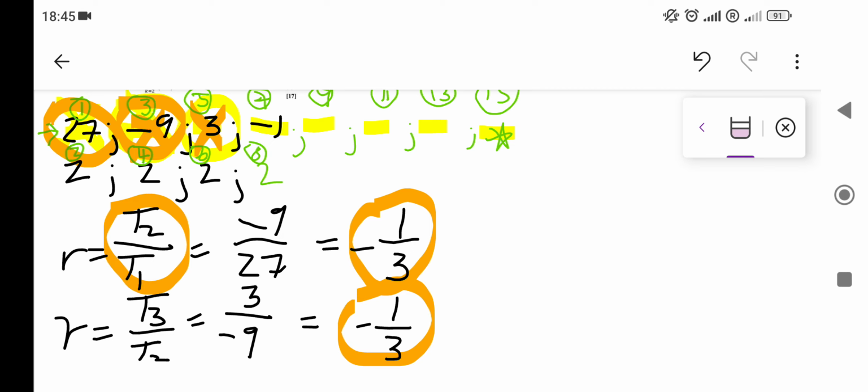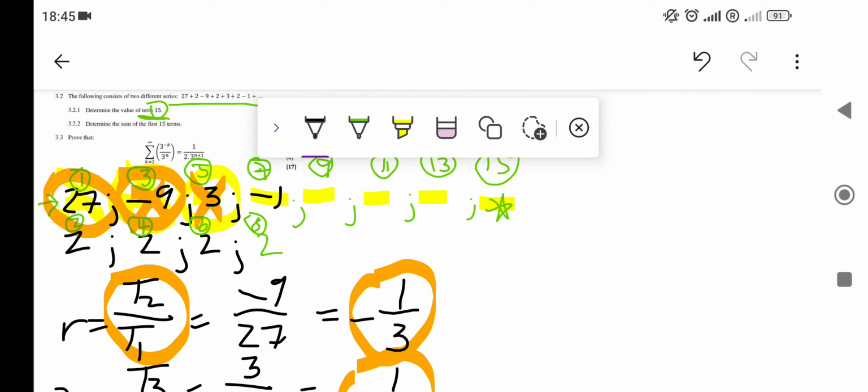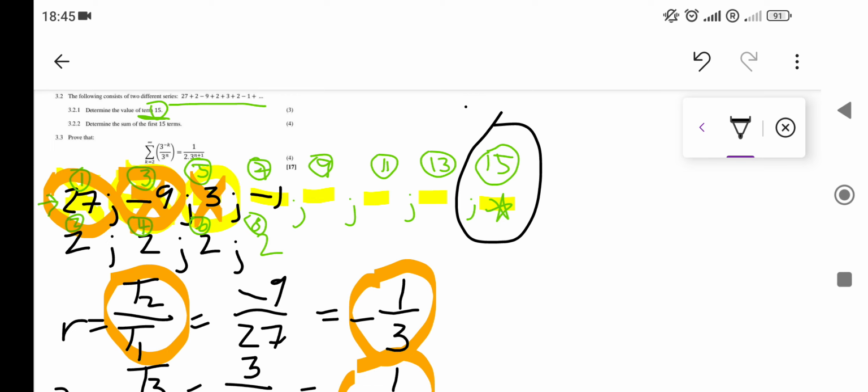So what do we want to do? We want to find the eighth, right? Because the eighth term of the geometric series corresponded to our 15th term of the original series. So let's find the general term. So we're going to find Tn of our geometric series above over there. So Tn equals, so this is another formula that will be given to us on a formula sheet, but I'm sure we know it as well. So it's equal to A R to the power of n minus 1.